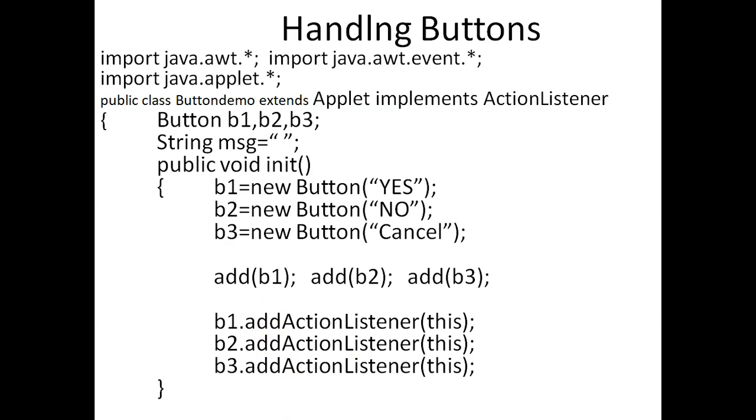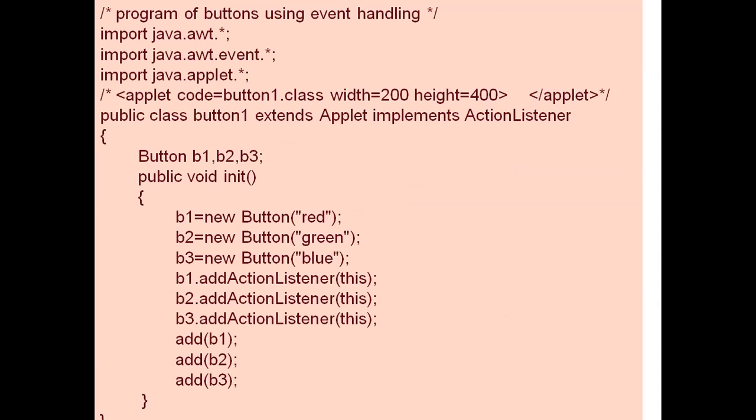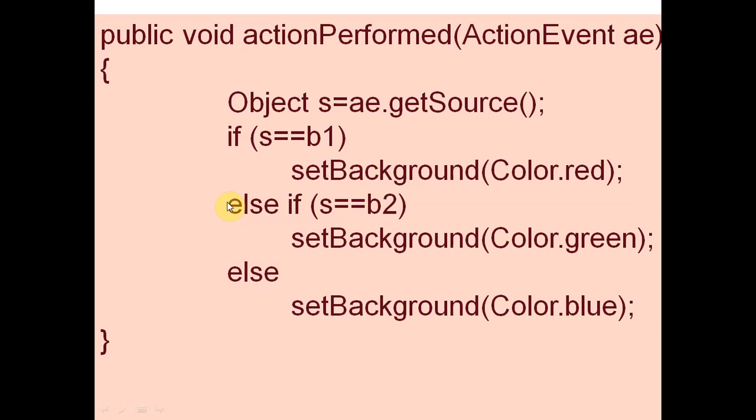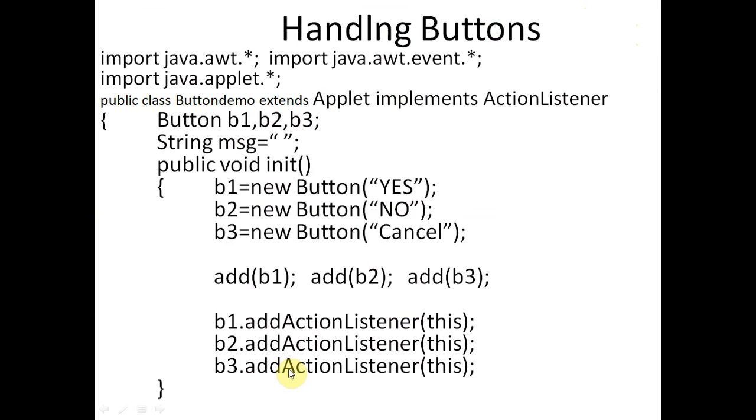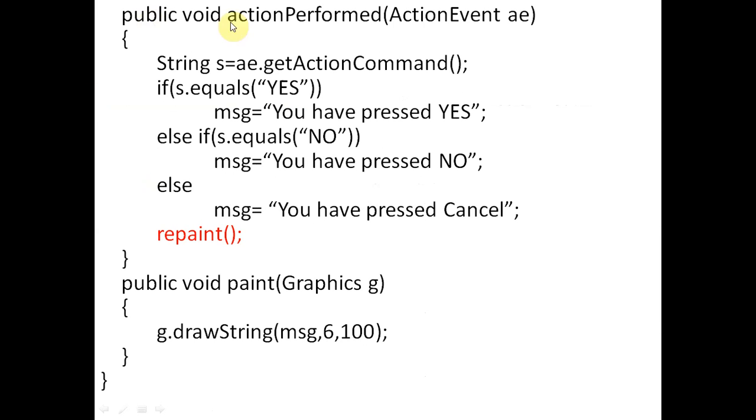Now this is the init function, and we require one more function, public void actionPerformed. As you can see in the previous program, the first function is init in the Button1 class and the second is public void actionPerformed(ActionEvent ae). In the same way, in this program we mention public void actionPerformed(ActionEvent ae). First of all we write String s equals ae.getActionCommand().